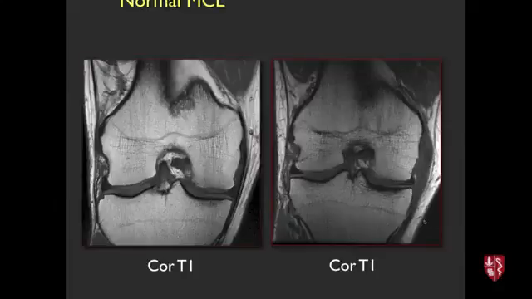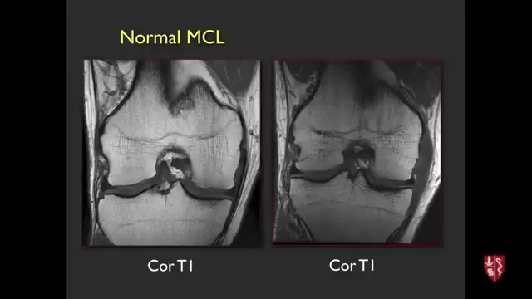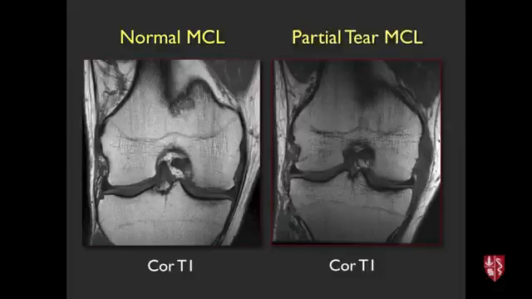Yeah, excellent. MCL. So this is a normal medial collateral ligament. See how beautifully it's seen, nice and dark, going from the femur down to the tibia. This one is partially torn, and this is a T1 weighted image. So it doesn't show you the bright fluid, but it shows you the thickening and heterogeneity in that ligament that occurs after it's been torn, and in this case, starting to scar a little bit.